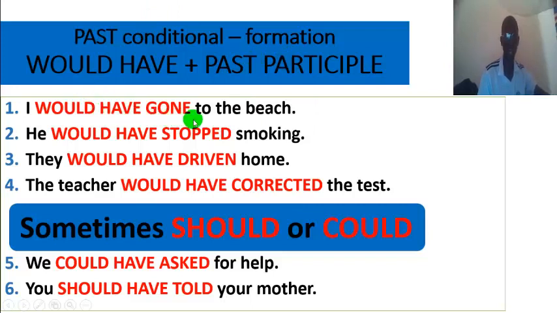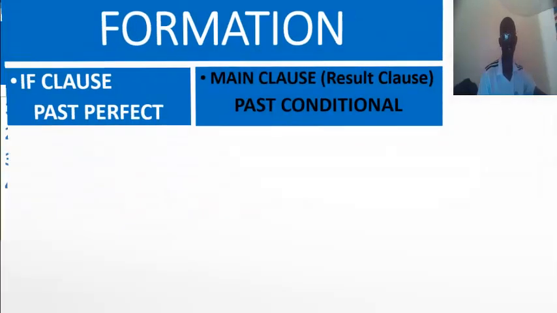I would have gone to the beach. He would have stopped smoking. They would have driven home, the teacher would have corrected the test. Sometimes should or could: we could have asked, you should have told. So this is how we form the past conditional or conditional perfect in English.